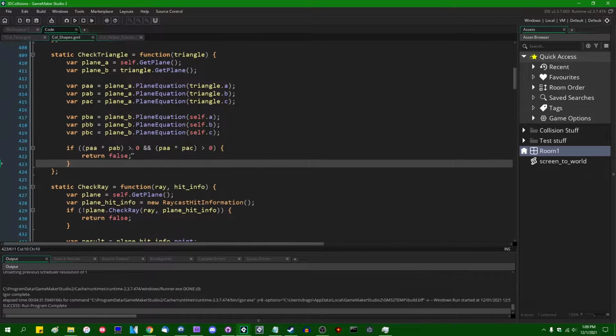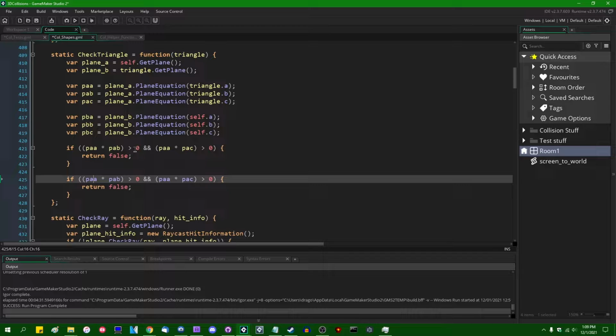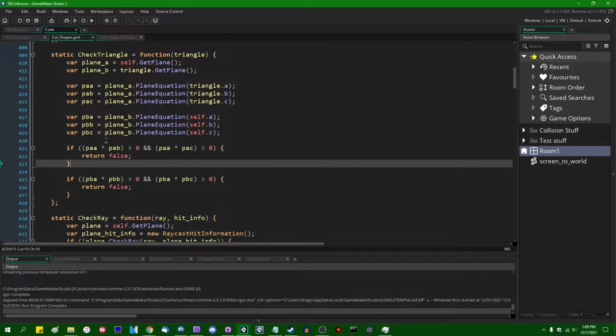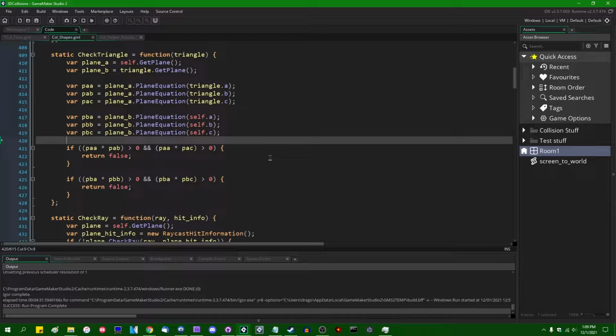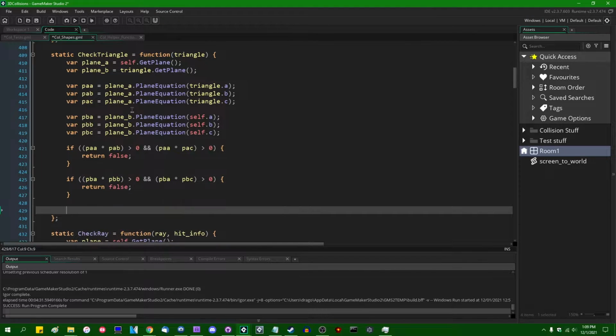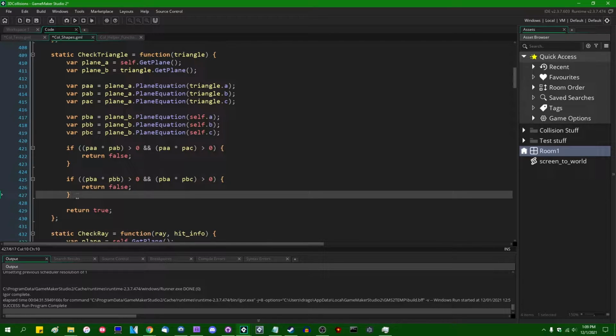And then we can do this same thing again for PBA, PBB, and PBC. So again, we are going to check if the other set of 3 points are on the same side of the other plane. And failing all this, we are going to return true. And there's going to be more that we're going to do between line 427 and 429 to work out some extra special cases where this may or may not be an intersection that we are not detecting here.